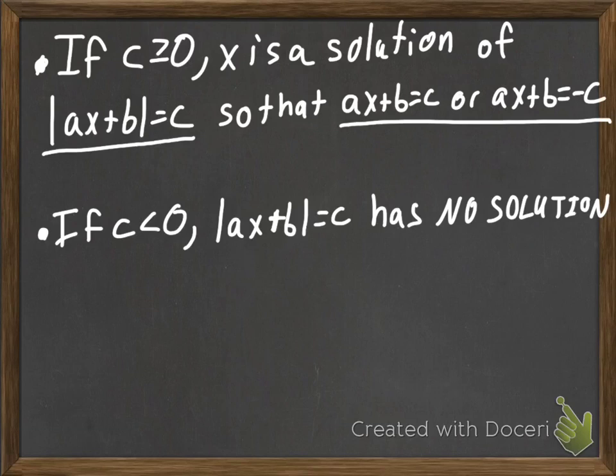Okay. Now, this stems from the fact that absolute values are always positive. If c is less than 0, that means that our c here is going to be a negative number. And we cannot take the absolute value equal a negative number. It's impossible.